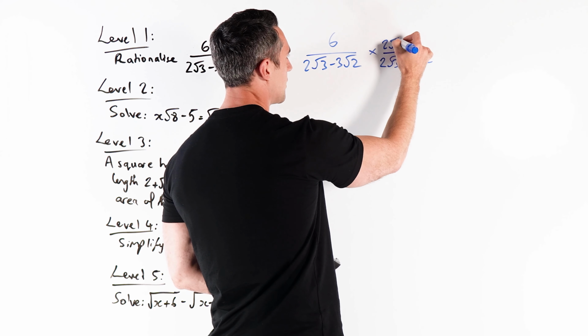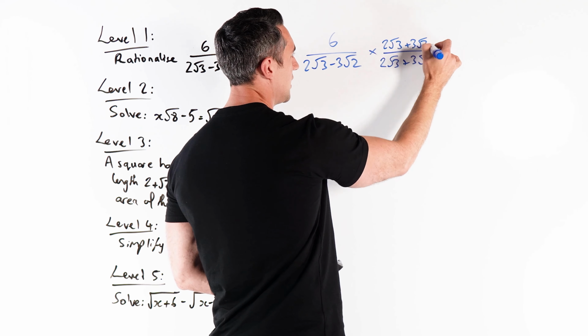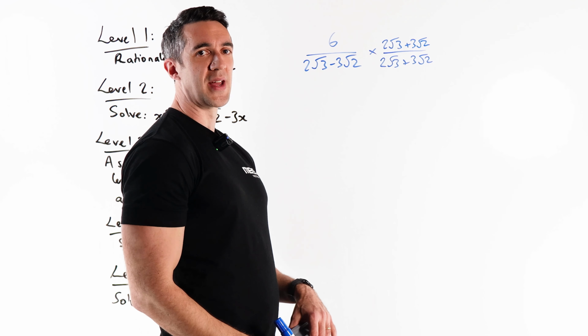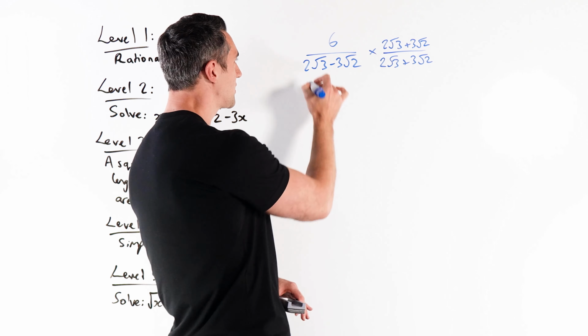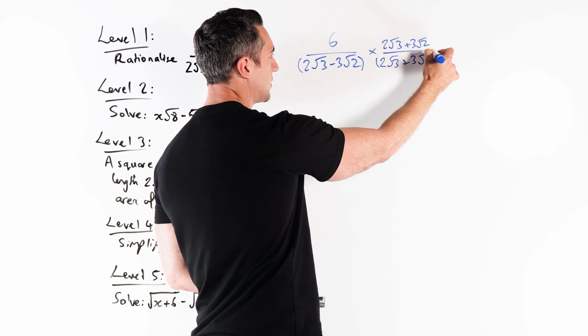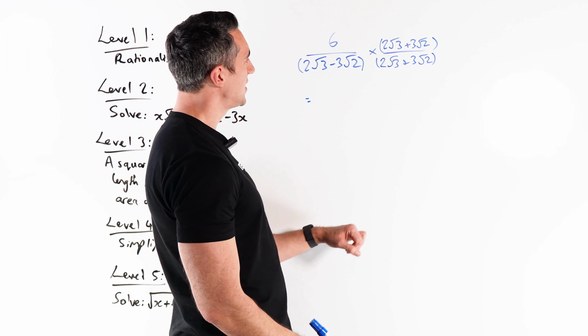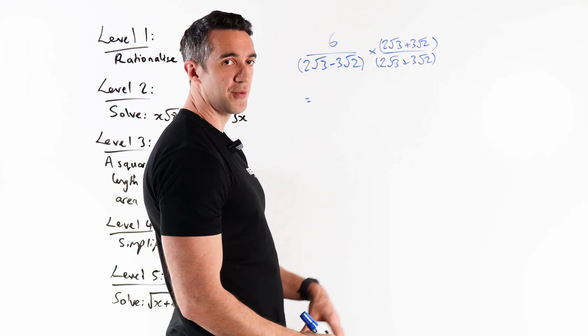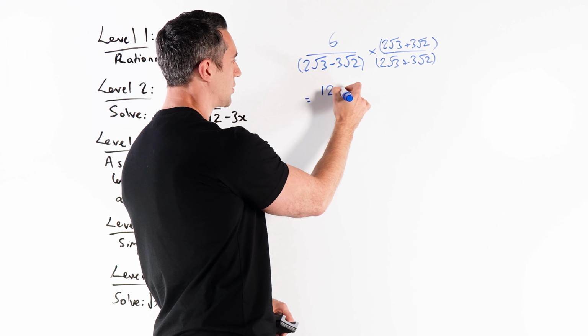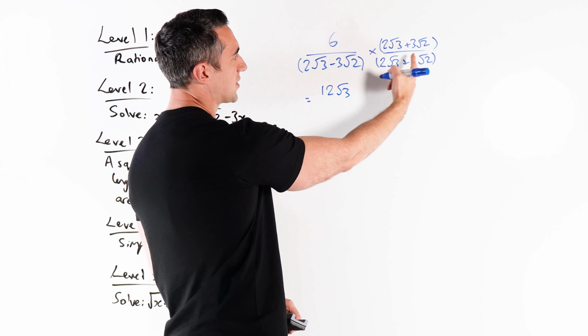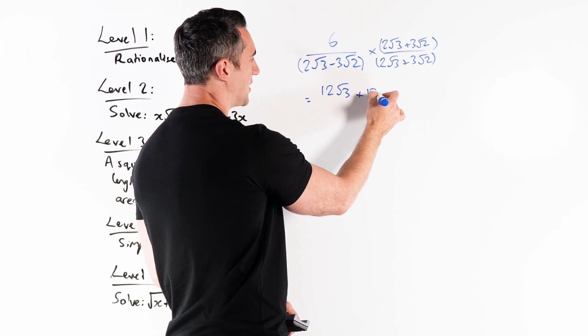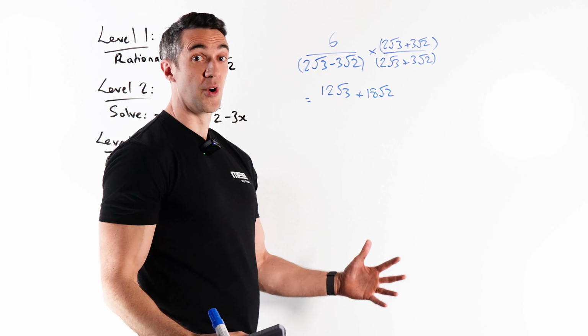You can't randomly change it. So we put our 2 root 3 plus 3 root 2 in the numerator, and now we can start expanding our brackets. Okay, so remember, they are double brackets. So let's put some brackets in to help us. And then off we go. So numerator's nice and easy in this case. We've got 6 times 2 root 3. So that's going to be nice and simple. It's just going to be 12 root 3. And we've got 6 times 3 root 2, which is going to be 18 root 2. So that's our numerator sorted.